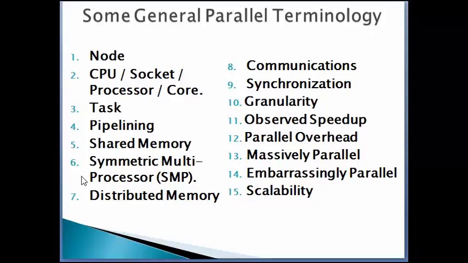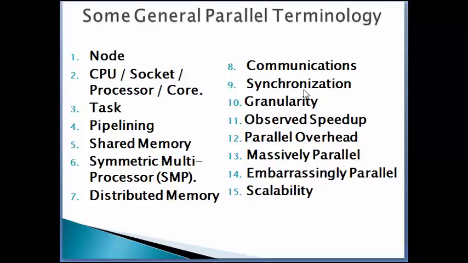Distributed memory. In hardware, refers to network-based memory access for physical memory that is not common. As a programming model, tasks can only logically see local machine memory and must use communications to access memory on other machines, where other tasks are executing. Communications. Parallel tasks typically need to exchange data. There are several ways this can be accomplished, such as through a shared memory bus or over a network. However, the actual event of data exchange is commonly referred to as communications regardless of the method employed.